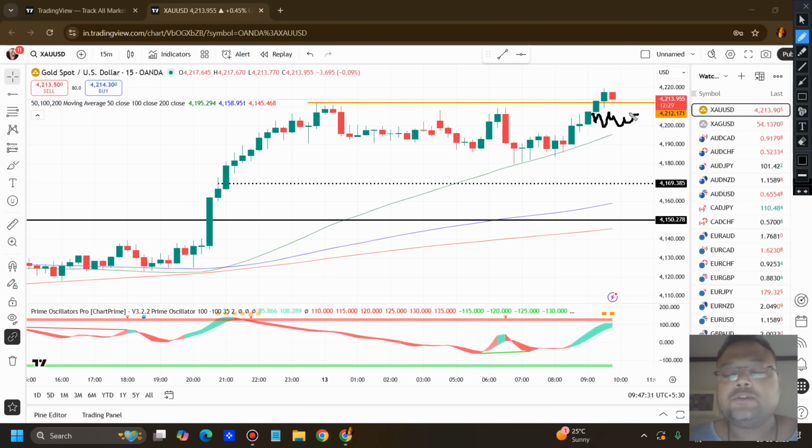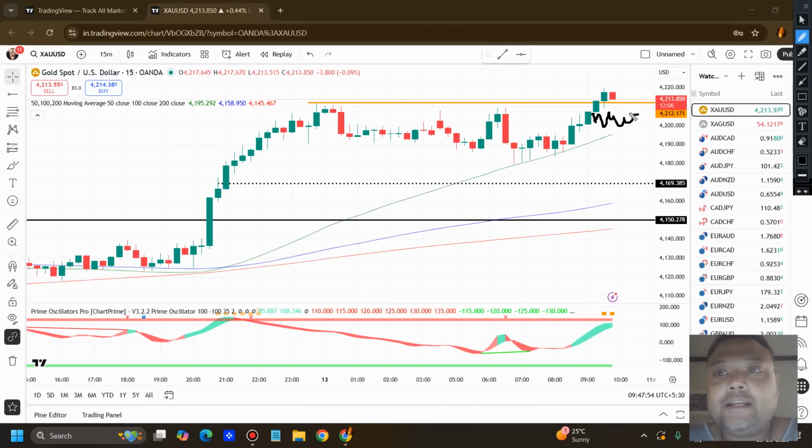So hold your buy position if you have any, and if you're looking for a fresh position in the market, then it will be better and safer for you to buy at retracement or buy at dip. The best level is 4150, but sadly it is far away. You can also look for support around 4169, 4167.8 as well.